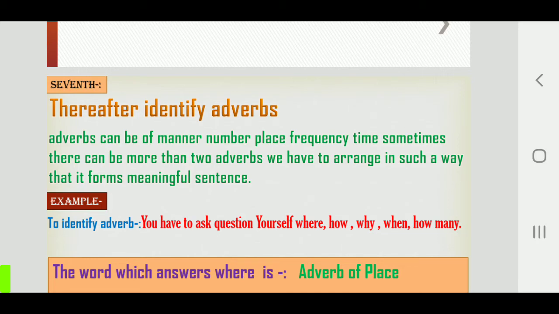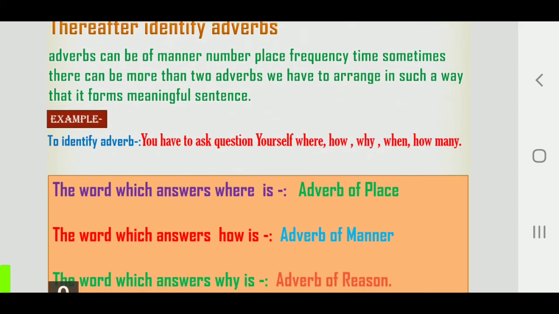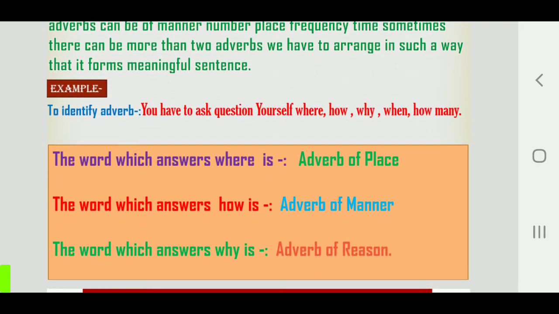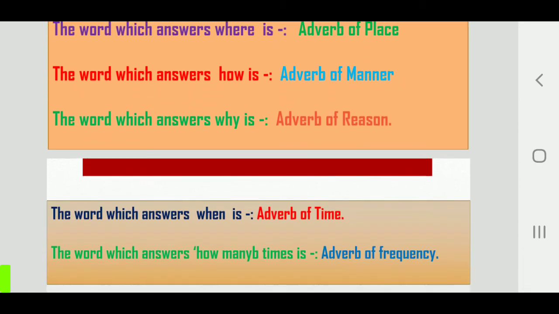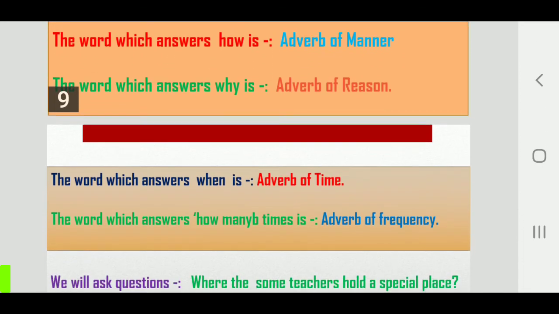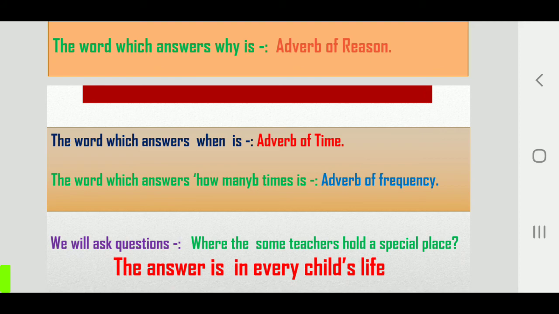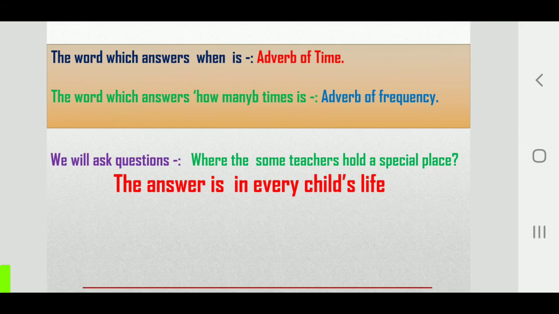To identify adverbs, we have to ask questions. You have to ask yourself: where, how, why, when, how many. The word in the sentence which answers where is an adverb of place. The word which answers how is an adverb of manner. The word which answers why is an adverb of reason. And the word which answers when is an adverb of time. The word which answers how many times is an adverb of frequency.